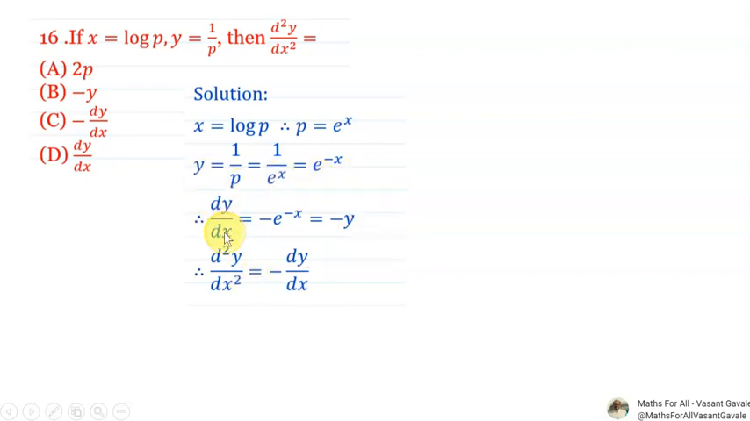Now, dy by dx is equal to, differentiate करणार with respect to x. Derivative of e raised to minus x is minus e raised to minus x. And that is nothing but the minus y. Therefore, dy by dx is equal to minus y. Next, d2y by dx square. याचा derivative काढणार, which is the dy by dx. And hence, the value of d2y by dx square is minus dy by dx. And hence, option C हा या ठिकाणी कसा आहे तर तो correct आहे.